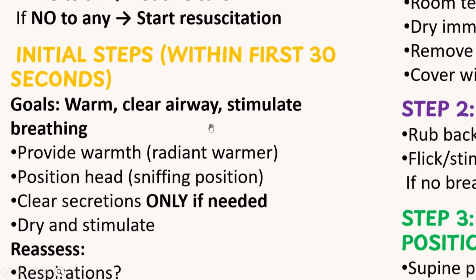Now, the initial steps within the first 30 seconds when you receive a baby: you have to make sure you warm them up, because hypothermia is going to be a very great issue for this baby. They're coming from a warm, moist environment, and you're exposing them to air. There are obviously going to be some issues. So you want to clear the airway, and then you want to stimulate breathing. You want to provide warmth. That can be with a radiant warmer, sometimes it can be a plastic bag, or it can be as simple as closing the windows to the room and keeping the room warm.